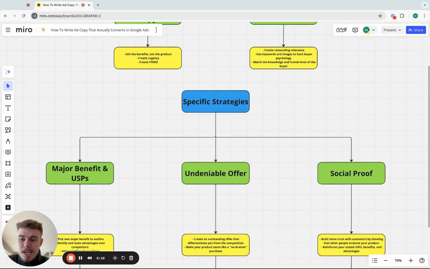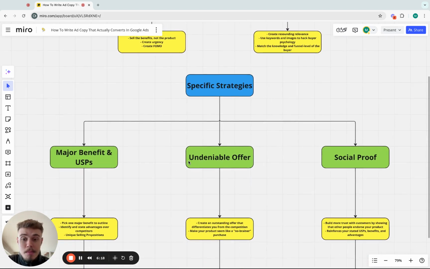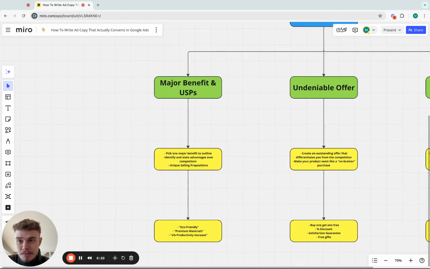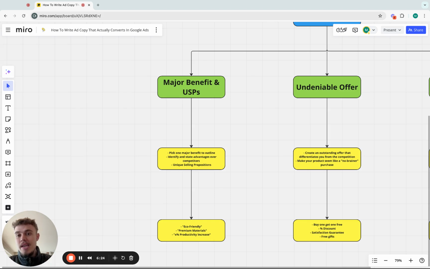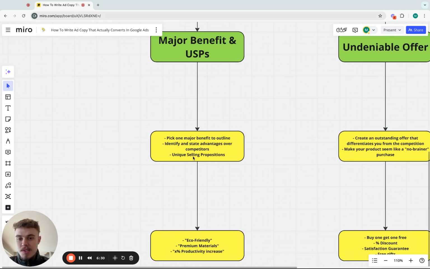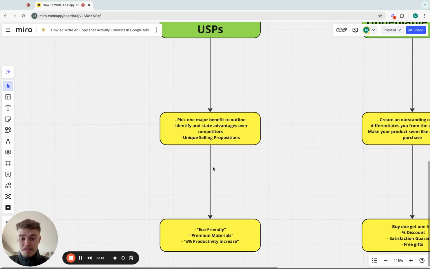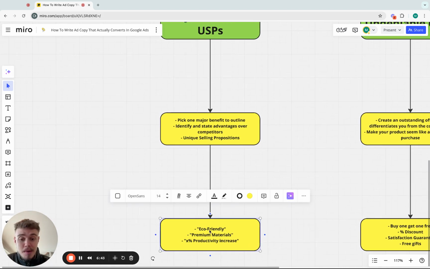Now, specific strategies. This is the stuff you can implement and action immediately with some examples that I've picked for you guys as well down below. First of all, you want to be having a major benefit in your ads and USPs, right? Now, what this means is typically I'd say pick one major benefit to outline. So one major advantage of your product, USP, or benefit, right? So in the case of skincare, it may be eco-friendly, right? Here's an example.